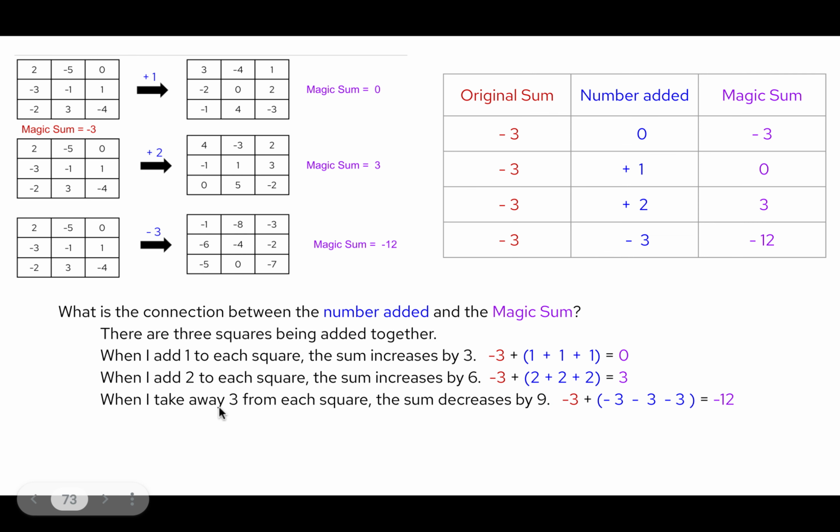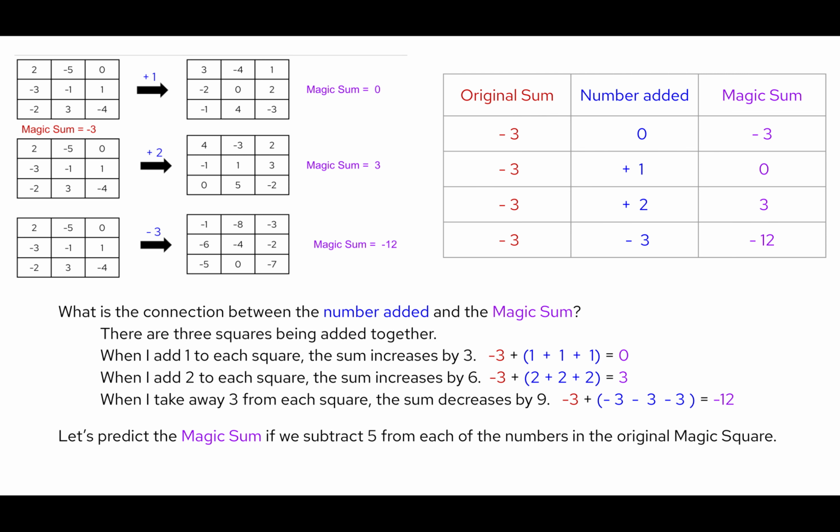And lastly, when I added -3, or took away 3 from each square, the sum decreased by 9. So I added a -3, a -3, and a -3 to each one of the 3 squares. And -3 plus -3 plus -3 is -9. So -9 and -3 is -12.